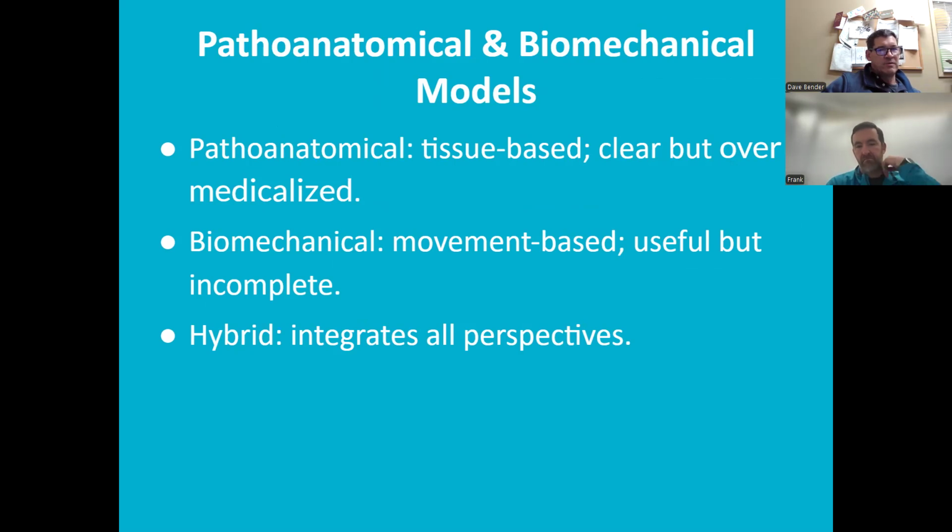So the pathoanatomical model relies on really clearing, okay, this is a posterior lateral disc herniation. This is a grade 2 strain of the biceps femoris. This is a tear of the medial meniscus, those types of things. The biomechanical model, much like what Shirley Sahrmann has proposed and some others, is movement based. It's useful, but it can also be incomplete.